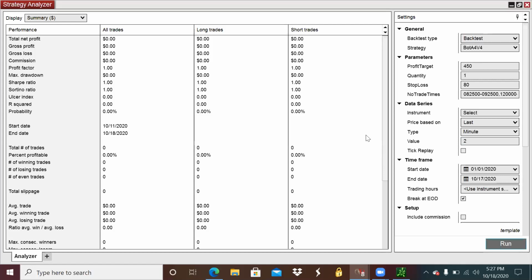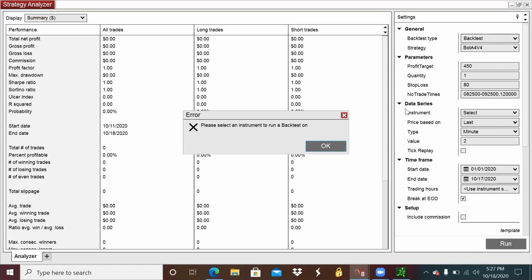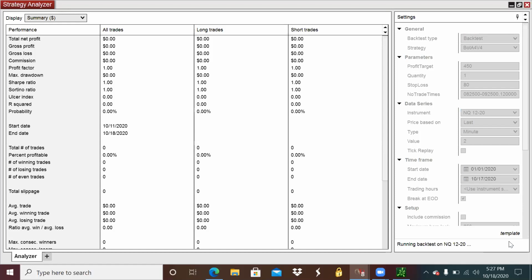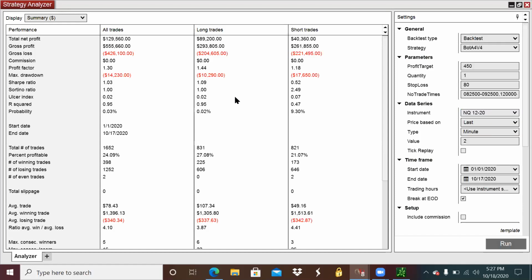Oh, sorry. Selected instrument. It told me to pick something. I don't run anything if there's nothing in it. Because this bot is actually made really for trending, you know, and ES doesn't trend, and it's difficult. So that's how much it made.